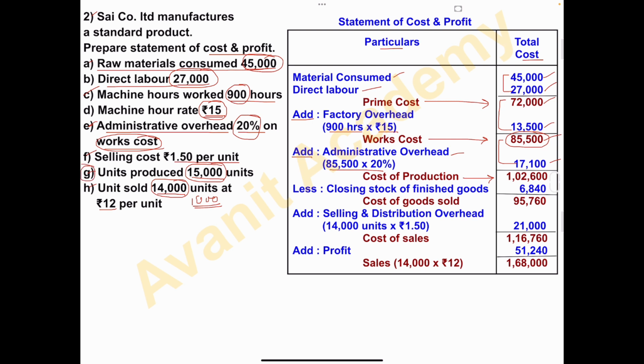So during this period, how many units are produced? 15,000 units, correct? So out of this 15,000, how many units are sold?